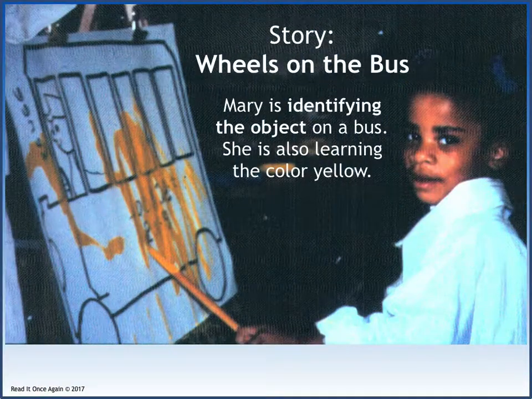We are reading the story Wheels on the Bus. Mary's goal is to identify the objects on a bus. At this point, the only paint color available for Mary is yellow because she is learning to identify the color yellow, and like William, she is still struggling with gross motor skills and her ability to control the paintbrush.